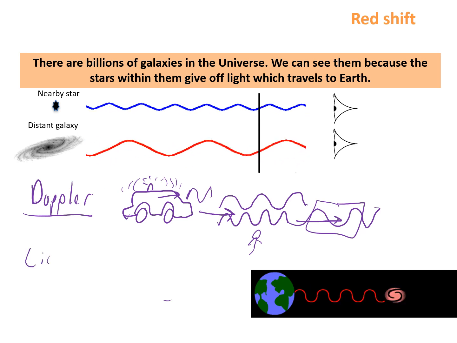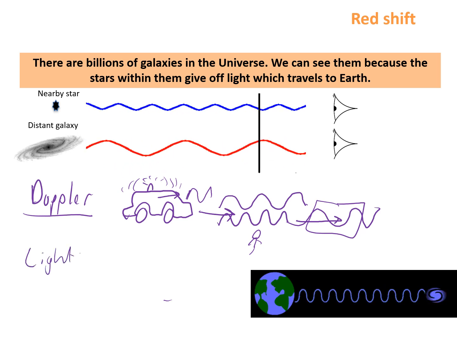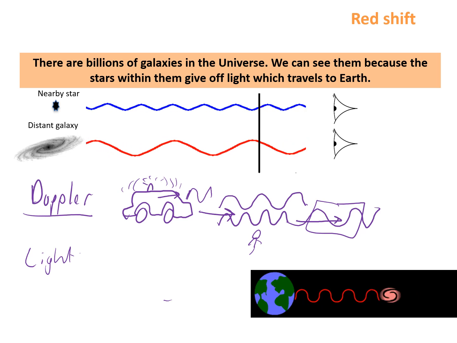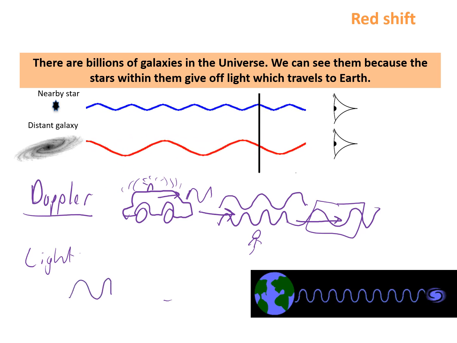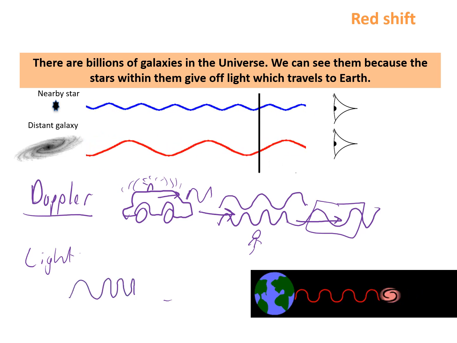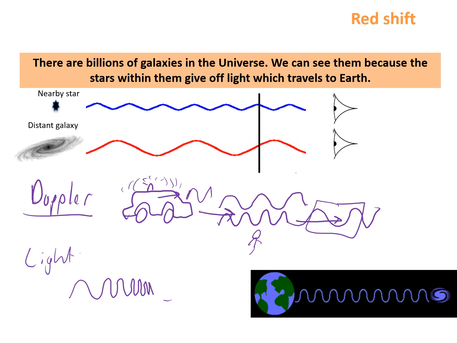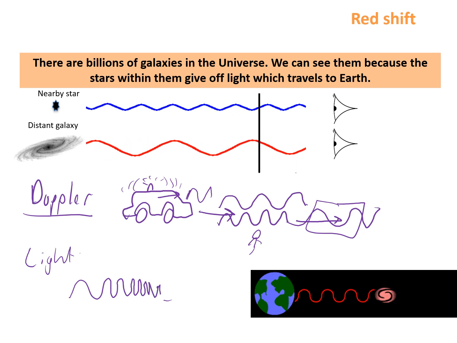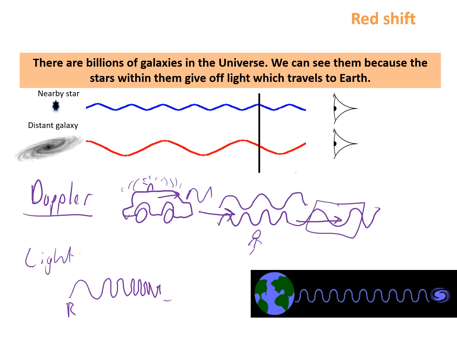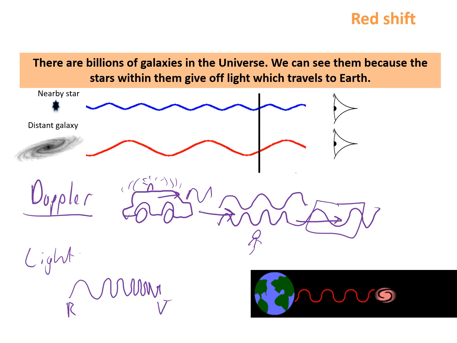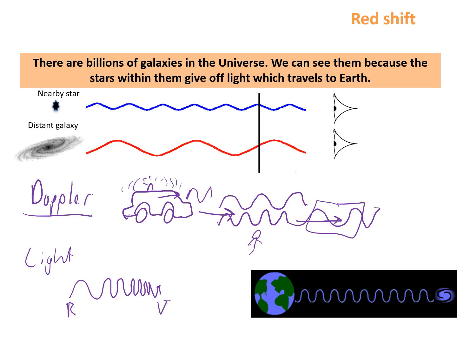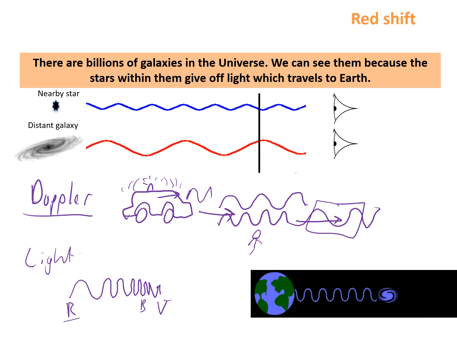With light, light is made of 7 colours. It's made from the red, orange, yellow, green, blue, indigo, violet. So those are 7 colours. Red at this end and violet at that end. That's the blue end of the spectrum, that's the red end of the spectrum.